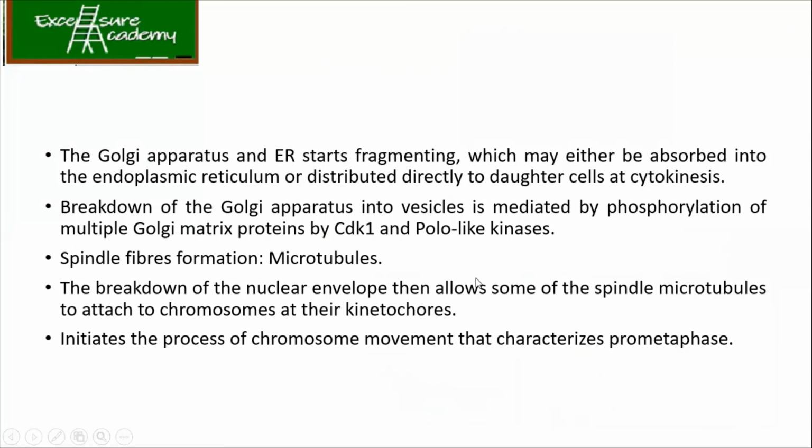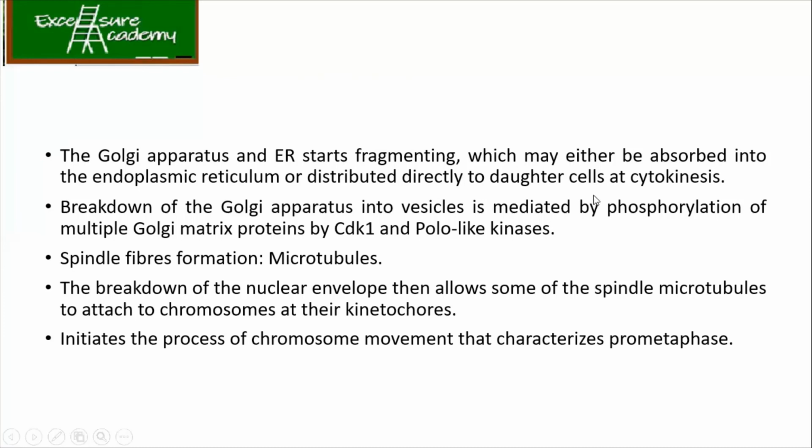Third क्या था? Phosphorylation of the Golgi apparatus proteins, right? So the Golgi apparatus and the ER start fragmenting, which may either be absorbed into the ER or distributed directly to the daughter cells at cytokinesis. And that's how both the daughter cells have small portions of the Golgi apparatus and the ER. And as the cell is growing, the Golgi apparatus as well as the ER also start growing.